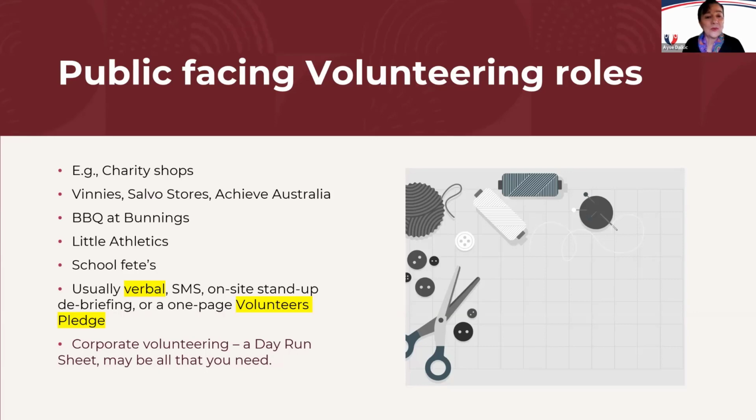There may be opportunities where you might be a volunteer at Bunnings for an organisation, and you know that you go there at a particular time of that morning and be given that orientation of what are safe practices to be engaged with, and they'll be demonstrated to you as to what's expected of you in the hours that you will be there. And then that's a role description in itself. You may be engaged in little athletics or school fetes, and these may be, as I said previously, the verbal or SMS or stand-up debriefing on that occasion.